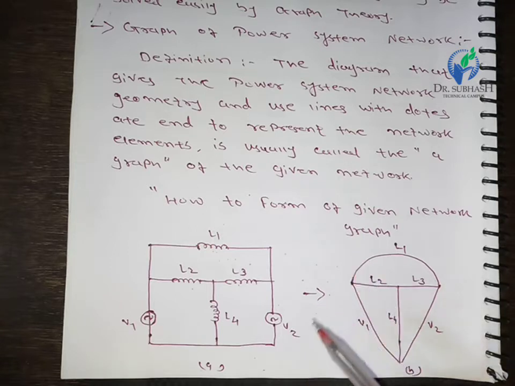So we can say that the graph is the given power system network geometrically, using lines with dots at the end to represent the network elements, usually called a graph. The geometrical interconnection of various branches of the network is called the topology of the network.